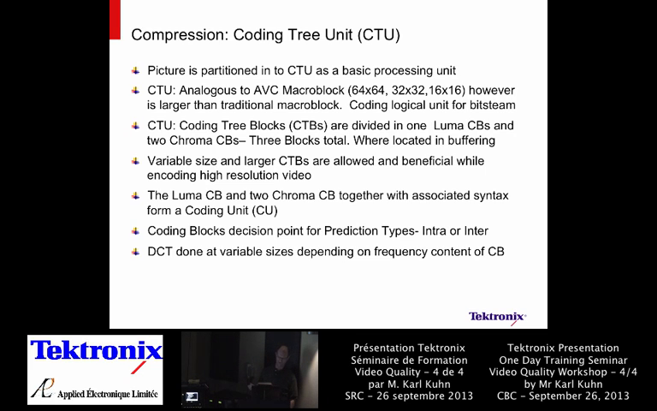Discrete cosine transform is done at variable sizes depending on the frequency content of the coding block. Once again, where the action is, where I put the processing. DCT is discrete cosine transform. Forgot to mention that. Discrete cosine transform takes the spatial world, the horizontal and vertical world, and converts it to frequency. How much change is there vertically? No change is a DC level. A lot of change is frequency.